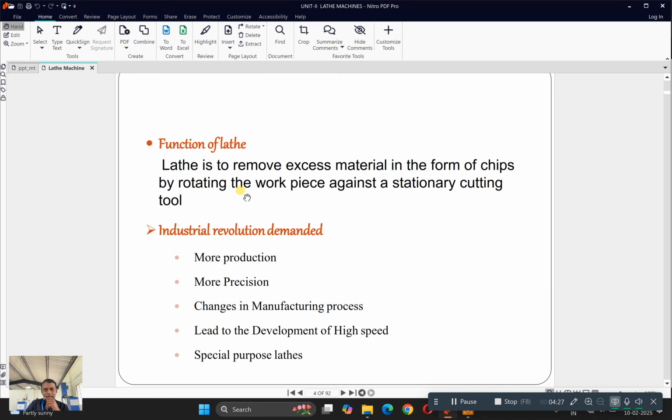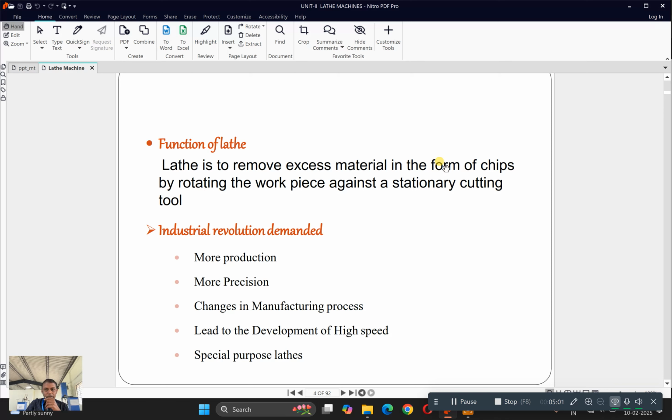So, functions of a lathe. A lathe is used to remove excess material in the form of chips by rotating the workpiece against a stationary cutting tool. So there is a cutting tool which is fixed onto the tool post, and when this cutting tool is allowed to come in contact with the high speed rotating workpiece, it results in the gradual removal of material in the form of small bits of chips. These chips may be continuous chips or tiny bits of chips. This is happening because of this contact.